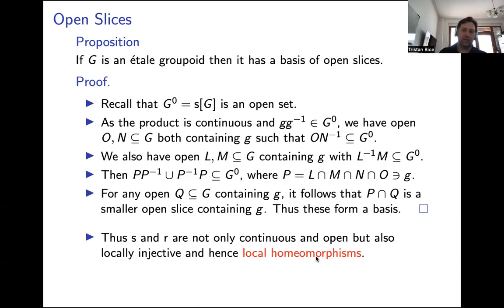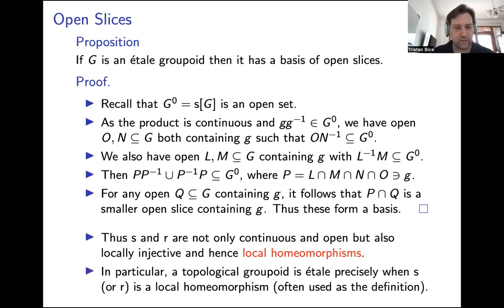The fact it's a local homeomorphism, this local injectivity here, that's, to my mind, better left as an observation after the fact. It's an important observation certainly, but when you start out, I think it's really better to deal with open maps. So this is, in summary, exactly what I was saying. A topological groupoid is Étale precisely when the source or range is a local homeomorphism.